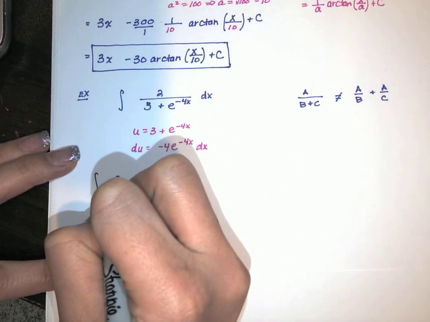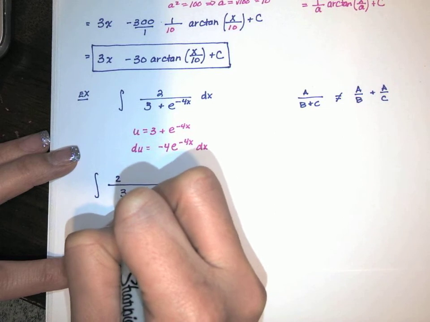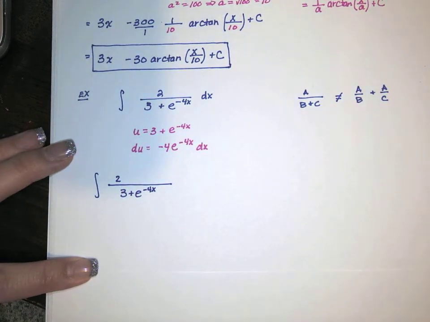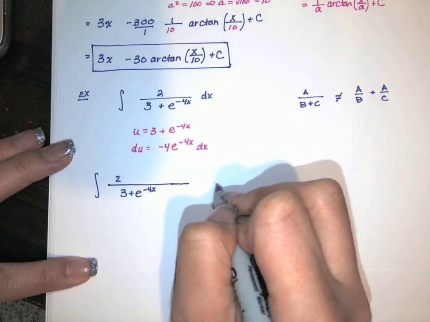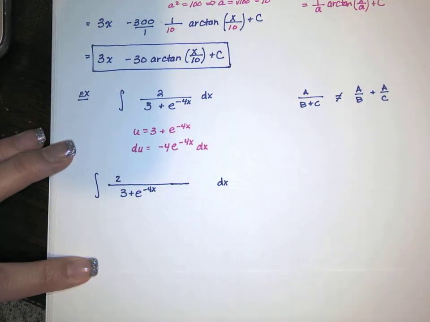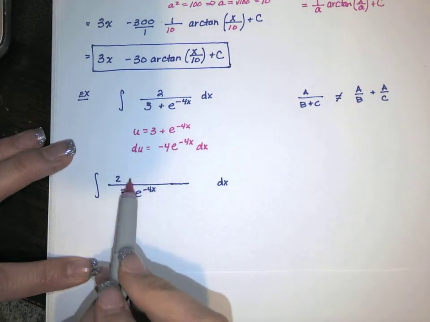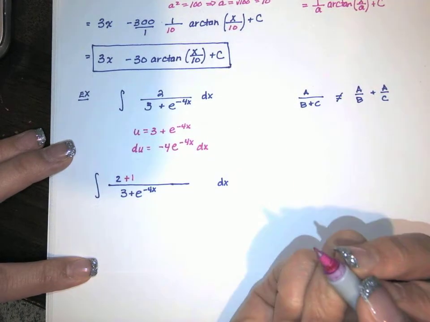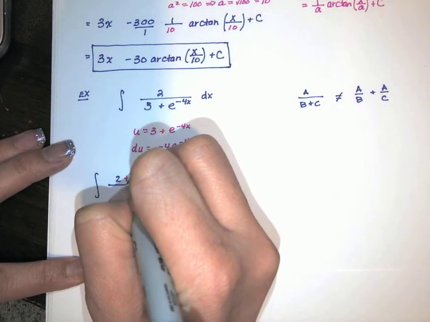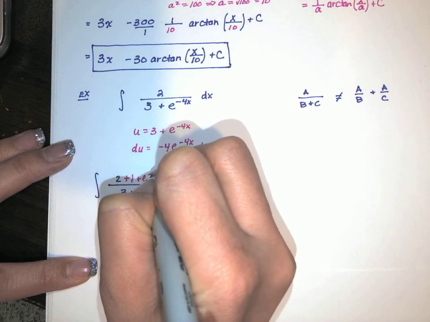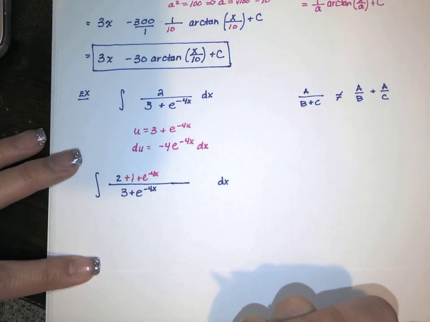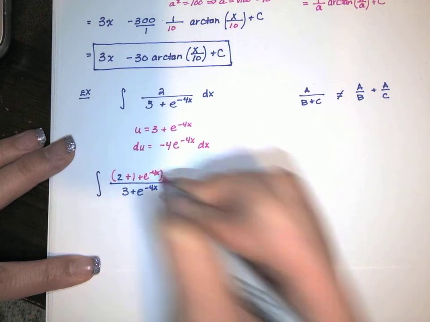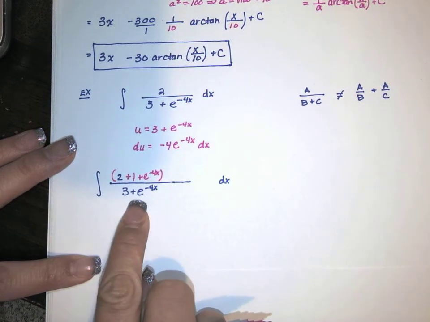So I have 2 up here over 3 plus e to the negative 4x. In order for everything to cancel and everything to be nice, I need a 3 plus e to the negative 4x up here. If I add 1, that's going to give me a 3. If I also add e to the negative 4x, that will work. And now I've got a 3 plus e to the negative 4x up here to cancel with that down here.